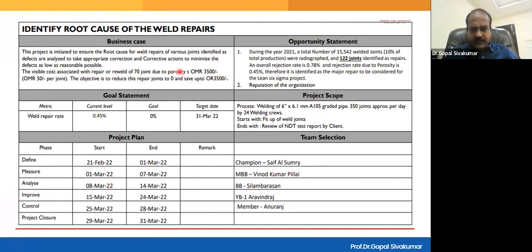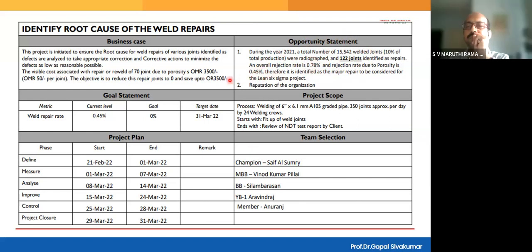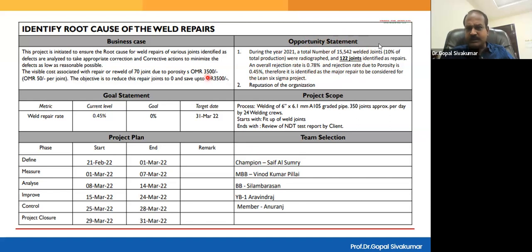The business case is written in Omani Riyals, along with the goal statement, project plan, team members, and the opportunity statement, and then the problem statement. The rejection rate is already 0.45, right? From 0.45, their goal is to ensure zero defects. Since it is already close to zero, they set a target of 0. And then the scope is also written very clearly.